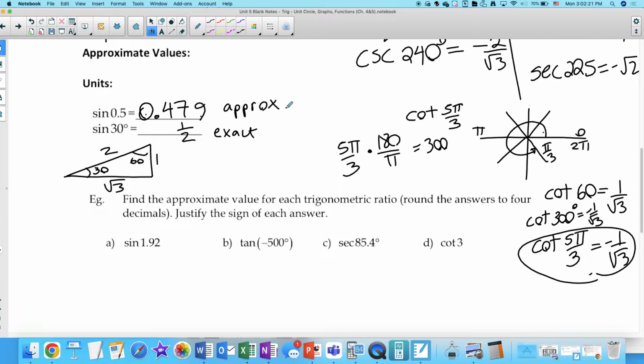Okay, so one indication that you're going to be dealing with exact values is that you may be dealing with one of these angles in a special triangle, or in the unit circle with a reference angle that's in a special triangle.